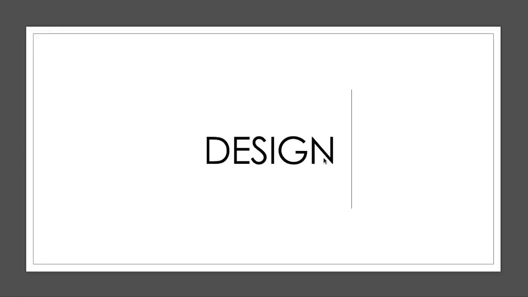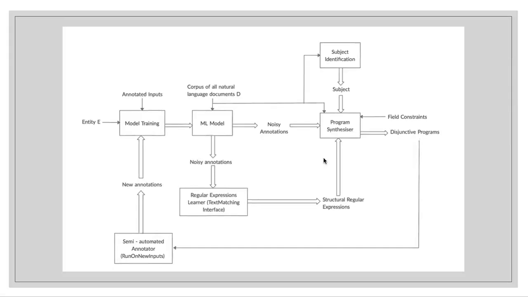And to do this, we follow the design that you see on the screen right now. We basically iterate between an ML model and a program synthesizer, each one trying to improve the performance of the other, so as to extract more and more entities from a set of documents and improve the quality of those entities so as to get the right values that we are looking for.